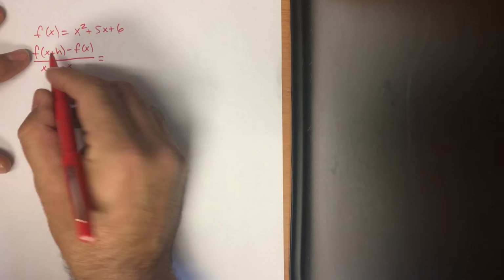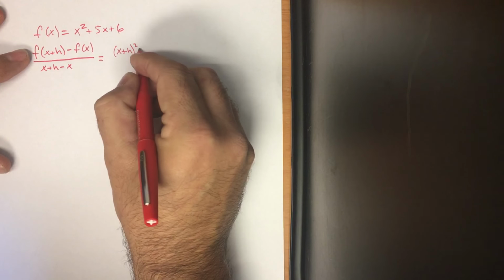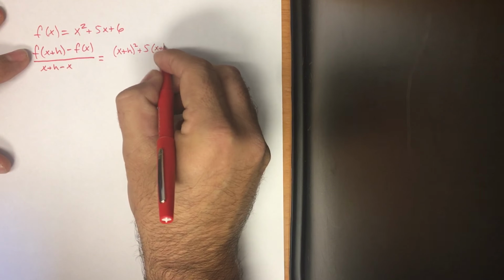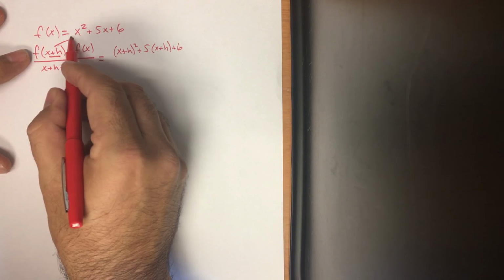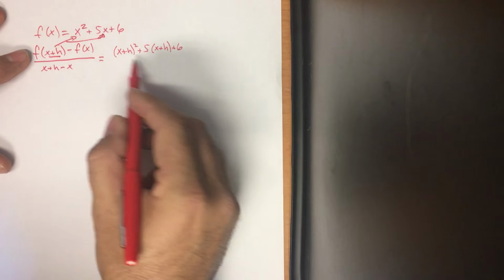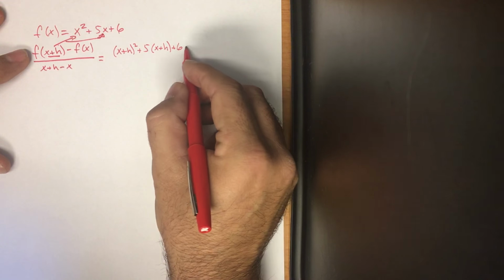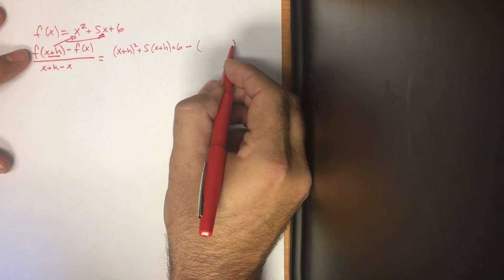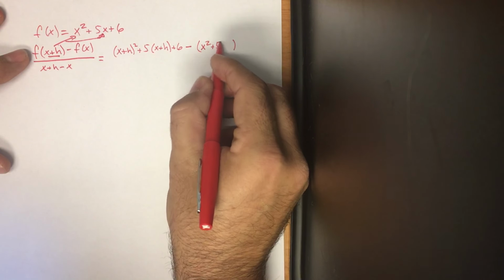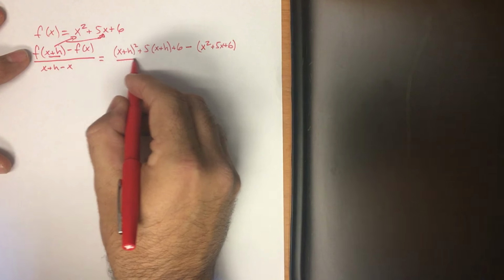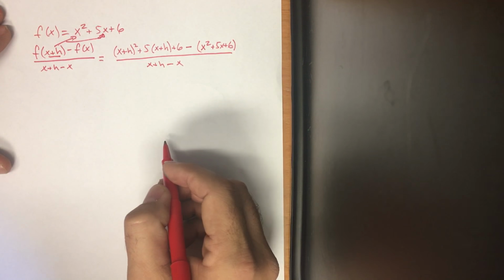So we're going to do this f of x plus h first. So that's going to be x plus h squared plus 5 times x plus h plus 6. Notice that x plus h just went in for the x there and there, right? So there's the x squared plus 5x plus 6 minus f of x. Well, f of x is just that entire thing, so that's x squared plus 5x plus 6, all divided by x plus h minus x.